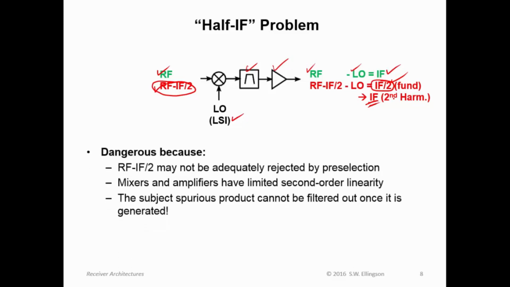So this is dangerous because it may be too hard to get (RF minus IF) divided by 2 adequately rejected by preselection. It's also dangerous because mixers and amplifiers have limited second order linearity. And finally, it's dangerous because the subject spurious product cannot be filtered out once it's generated. In other words, once we have this, we're done. It's going to be in the output.